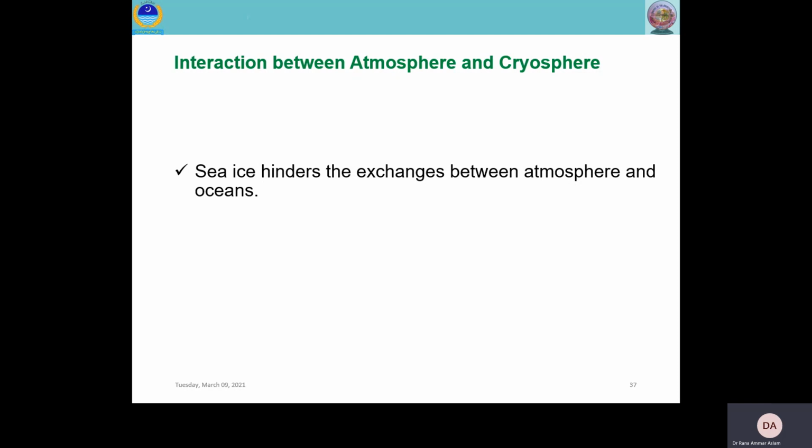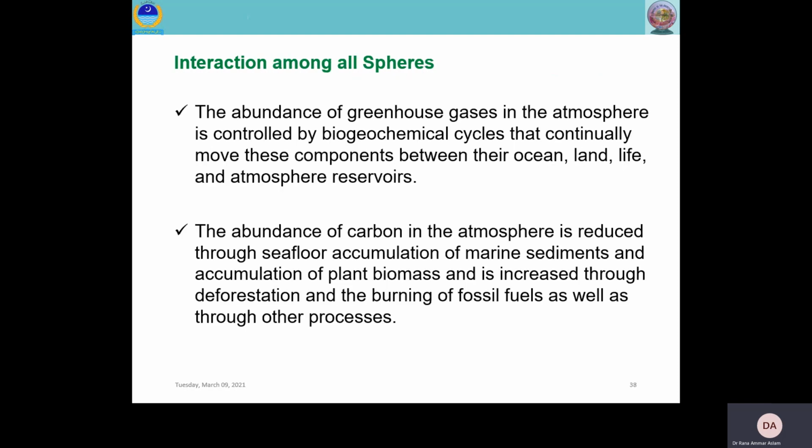So the formation of an ice sheet in itself is the result of interaction between atmosphere and ocean, right? Then after its formation, it hinders the other interactions, right? The amount of heat that transfers from atmosphere to the oceans is affected by the formation of ice. It affects the amount of heat exchange between atmosphere and cryosphere. So I have given you two examples of how atmosphere and cryosphere interact with each other.